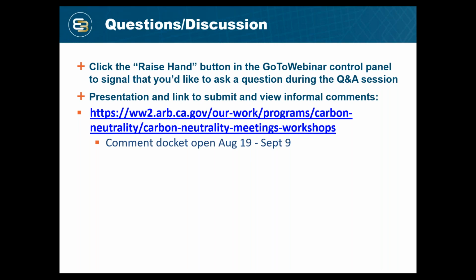In terms of the public model, we are not going to be posting this version of the model or the inputs like we did for the last scoping plan.